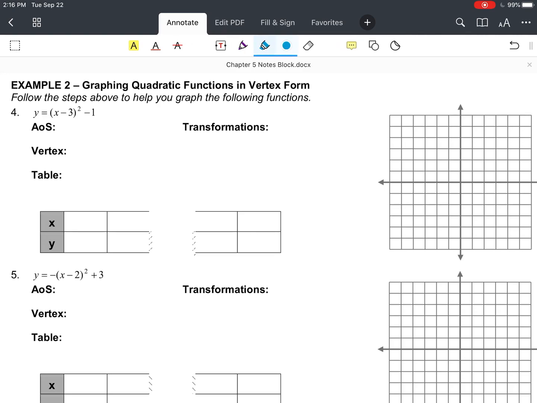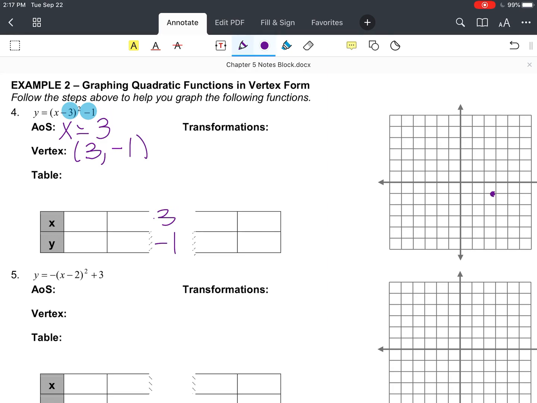So example 2, graphing. For the axis of symmetry, I notice I have a -3 here and a -1. The axis of symmetry is going to be the opposite of h. Well, I have -3, so it's going to be +3. My vertex, therefore, is going to be (3, -1). So you do the opposite of the h inside the parentheses, and then exactly what you see for your k. So I'm going to put (3, -1) in my table, and I could go ahead and graph that right away.